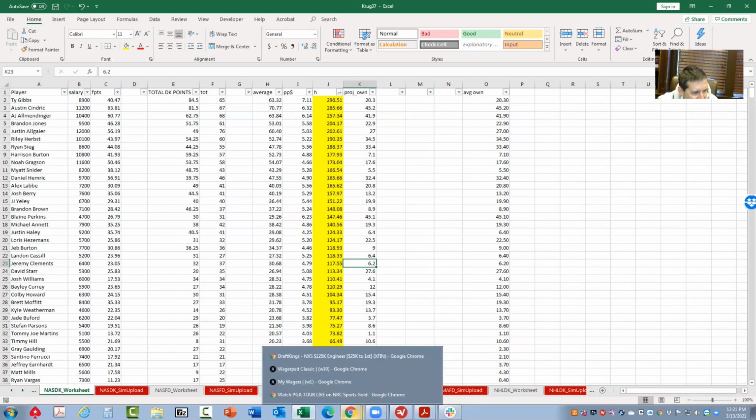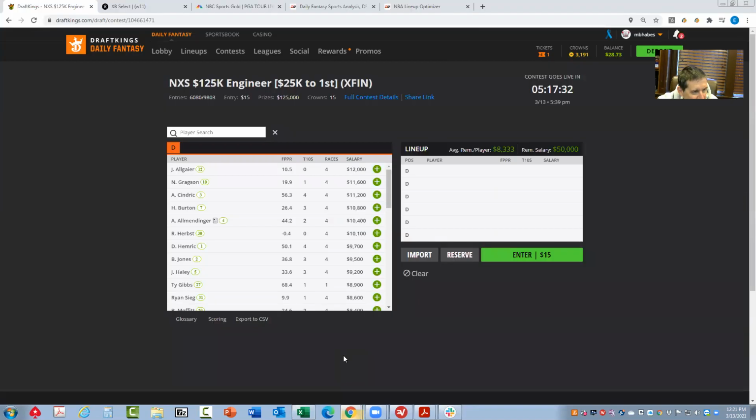So with that said, let me take a quick look at the grid, right? The grid is where these guys are starting from. You don't want to take too many guys in the same spot. And what's cool about it is that it kind of works. Some of the guys that I mentioned, like Harrison Burton, a low-owned guy, is one of the guys that could start near the front.